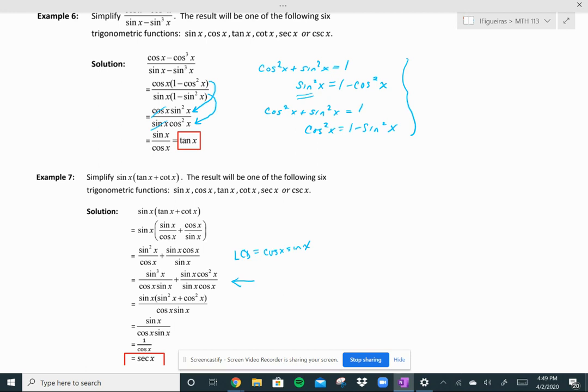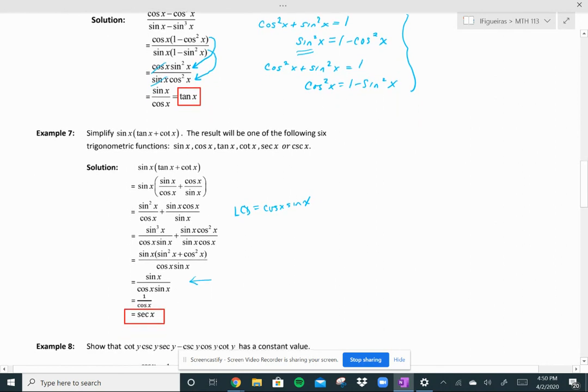All right, but then here I'm left with 2 expressions in the numerator with a common factor of sine. So I'm factoring it out here. So I have sine of x times sine squared of x plus cosine squared of x over my denominator. But we know that sine squared of x plus cosine squared of x equals 1. So your numerator is just sine of x. And so sine of x over cosine of x sine of x, well, the sines will cancel. You're left with 1 over cosine of x, which is the same as secant of x.